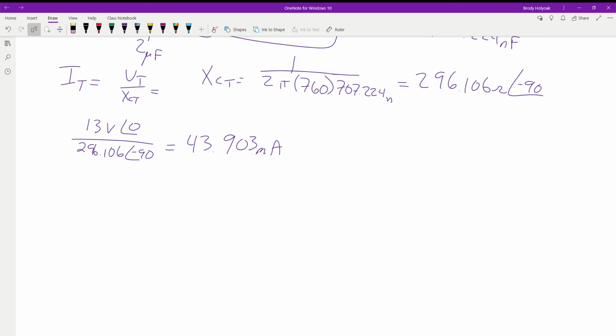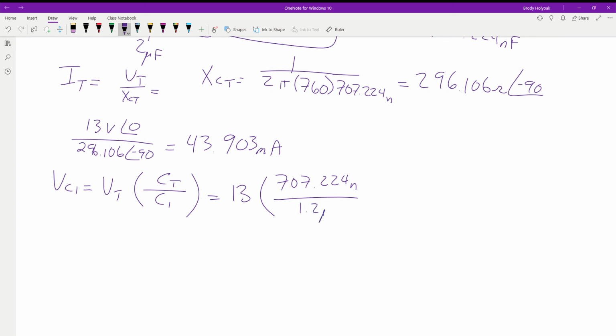So when we solve for the voltage of C1, since we can use the capacitance to solve it, like when we first were playing around with capacitors, we're going to take the voltage total, and then our ratio is going to be the capacitance total over the capacitance of 1, because it's a parallel relationship when we get into the series. So we have the 13 volts multiplied by our total, which is 707.224 nano, divided by the 1.2 micro, and that gives us the 7.662 volts.